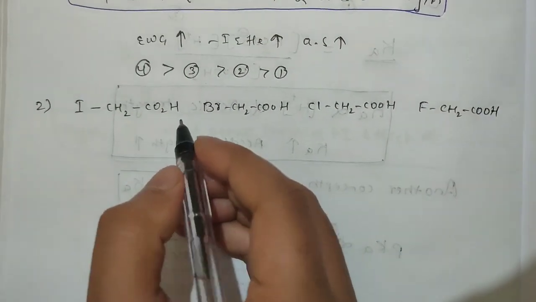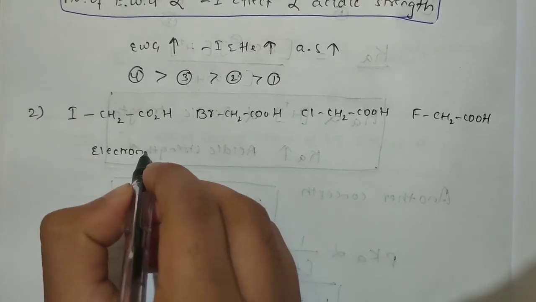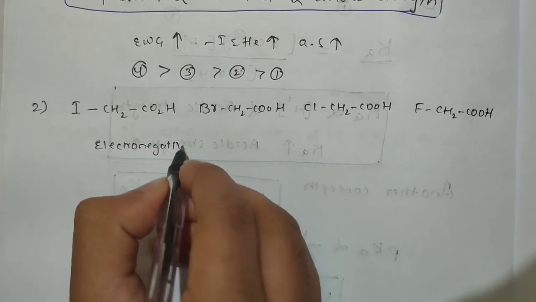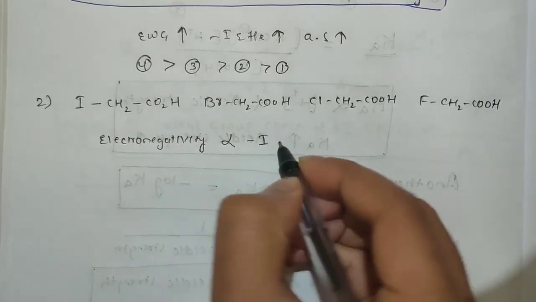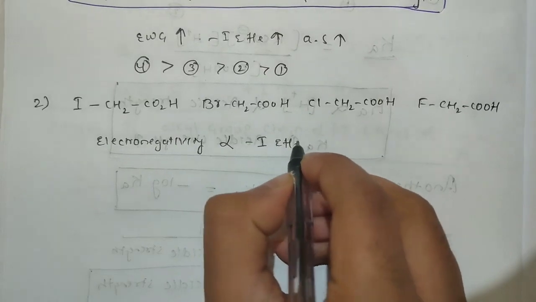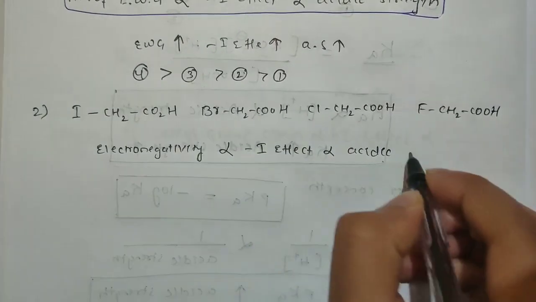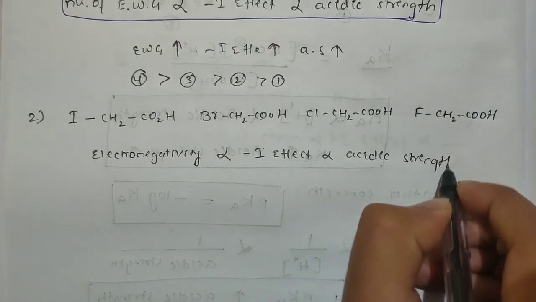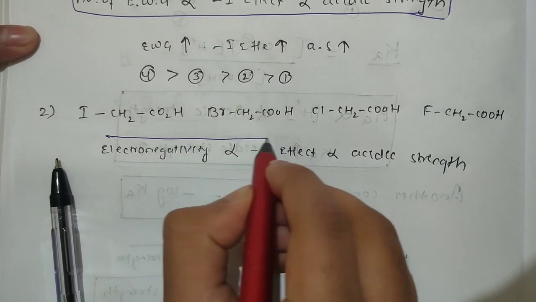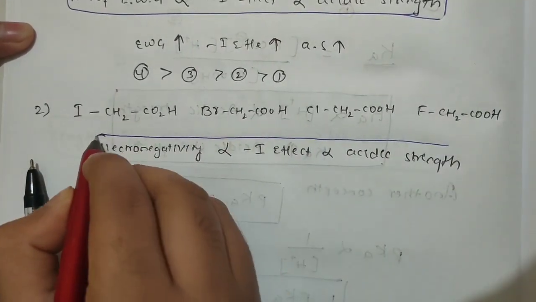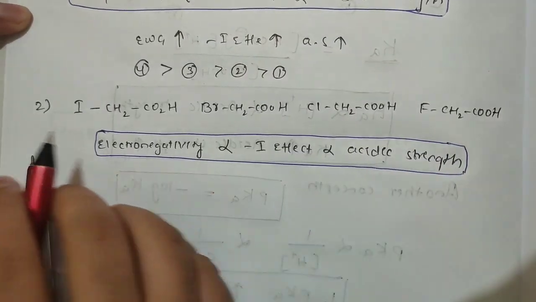Based on this second concept I am going to give one more trick, that is electronegativity is proportional to the minus I effect, and also proportional to acidic strength. This is a very important trick regarding this type of question whenever it is given in competitive exams. Then how to solve this one?